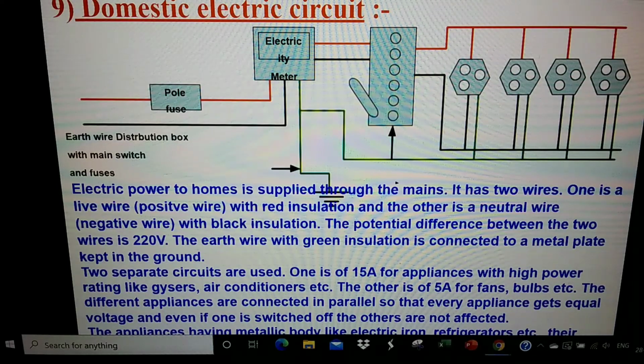Two separate circuits are used. One is of 15 amps for appliances with high power rating like geysers, air conditioners, etc. The other is of 5 amps for fans, bulbs, etc. The different appliances are connected in parallel so that every appliance gets equal voltage, and even if one is switched off, the others are not.